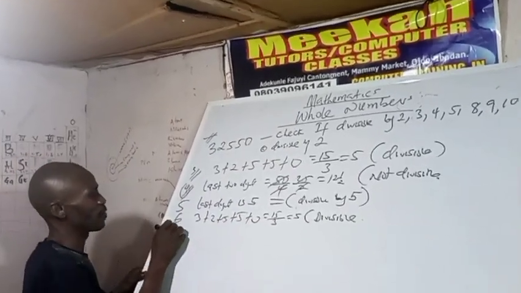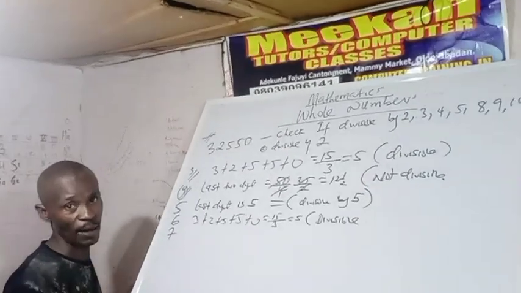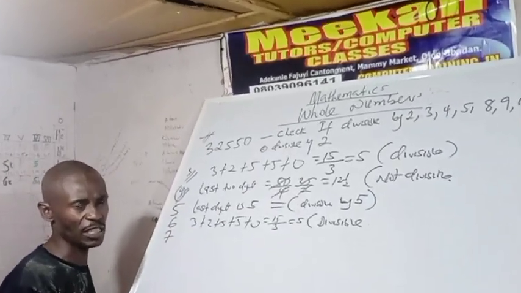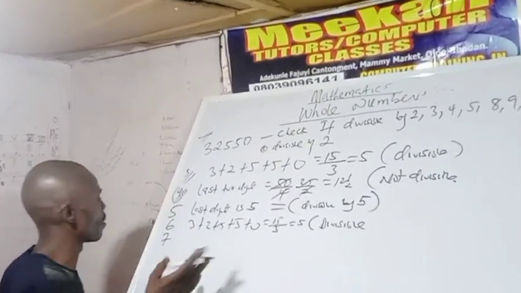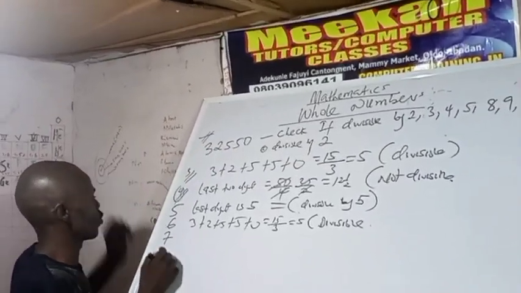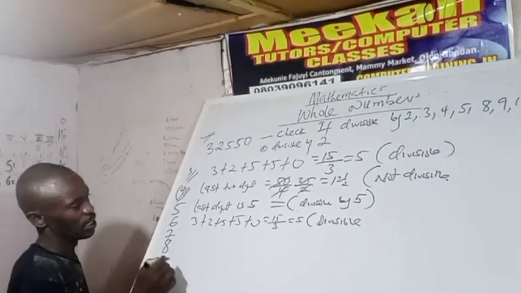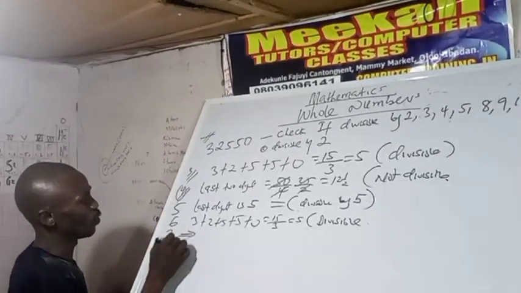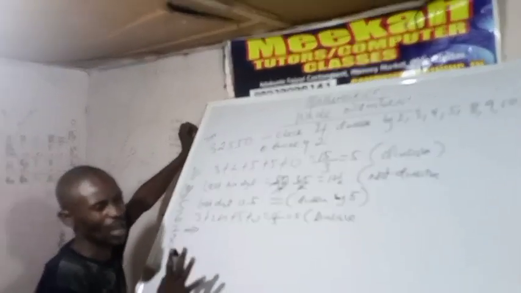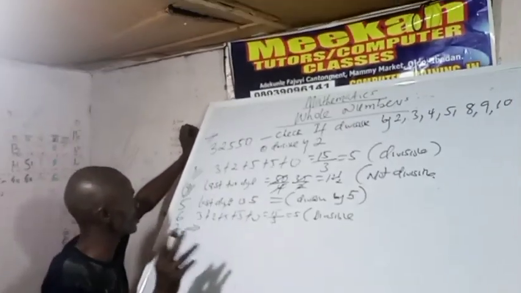Now, rule for 7. 7 is a prime. 17 is a prime. 37 is a prime. 47 is a prime number. A solid number. 7 days make 1 week. When it comes to 7, because 7 is a prime number, it does not have any specific rules. So you must note that.